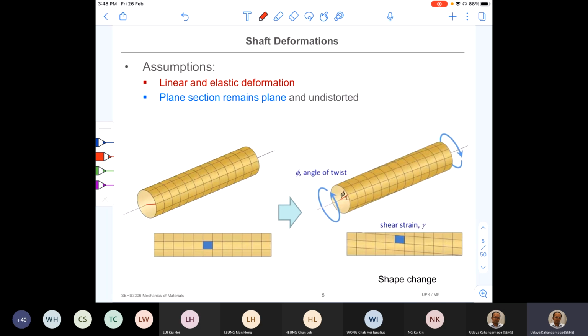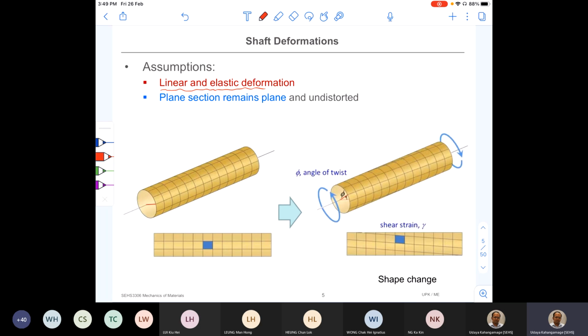First assumption, we are going to assume that all the deformations are linear and elastic. That means there won't be any permanent deformations as a result of applied torque. All the deformations are small, therefore everything happens within the elastic region. So within the elastic region, the deformations are linear. That means the force and deformation relationship is linear. So that is the first assumption.